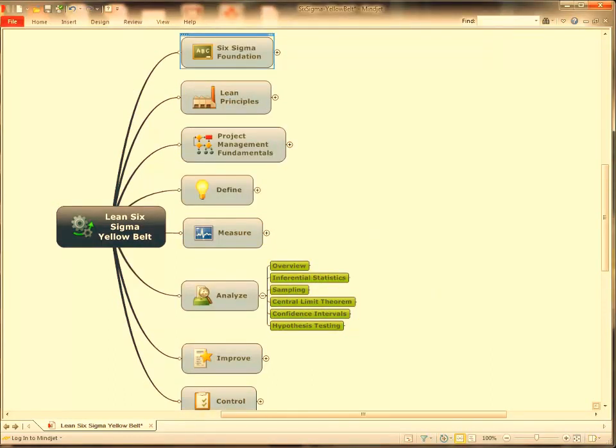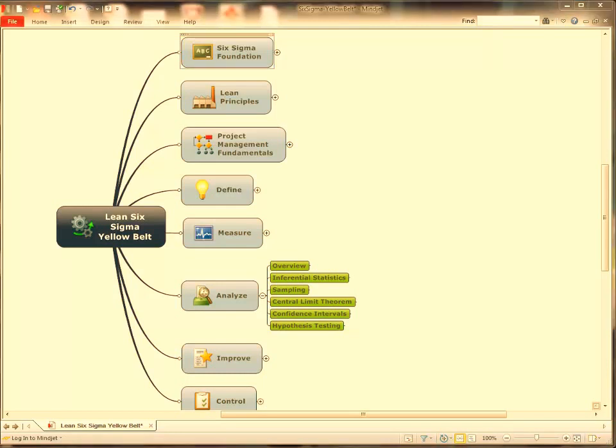Again, the analyze phase is really out of scope for Yellow Belt training, but I think it's good to know at a high level what happens in this phase. So we're going to cover an overview of the analyze phase, including the goal of this phase and the expected output. We will learn about inferential statistics, which is the process of making inferences or judgments regarding the characteristics of a population based on the characteristics of an observable sample.